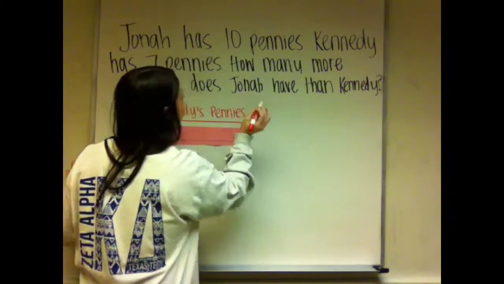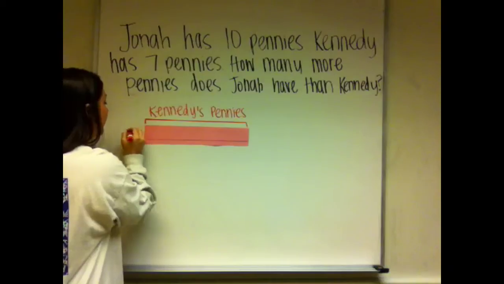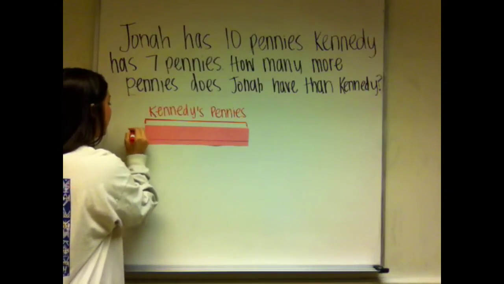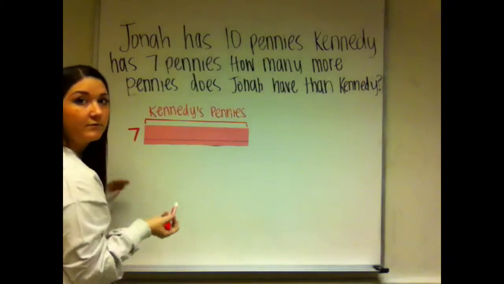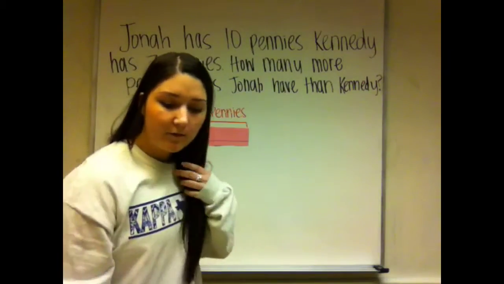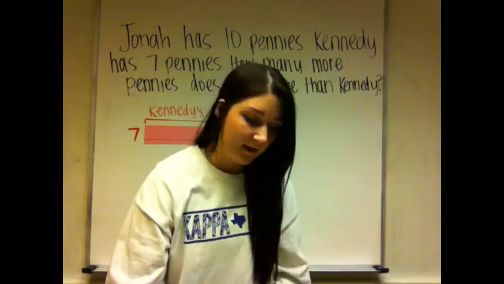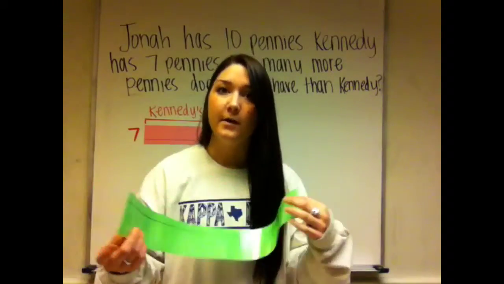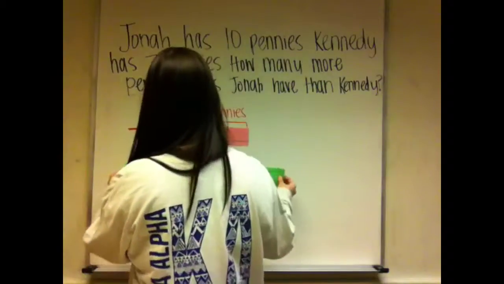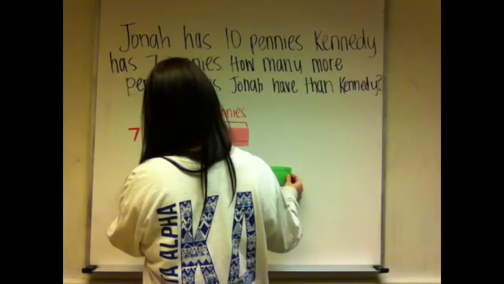And Kennedy has 7 pennies. So we're going to put it over here. We're going to put 7. So you know that this whole thing represents Kennedy's pennies, which is 7. So 7 pennies. And so now we're going to compare it to Jonah's pennies. And we're going to represent Jonah's pennies using the green number strip. So we're going to put it right here.